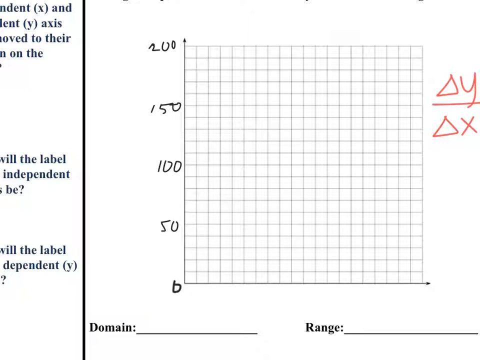So this would be your y-axis. Your change in y is 50. You want to label that. That way it's easy to graph your slope in a second. All right. Your x's, your change in x is 1.